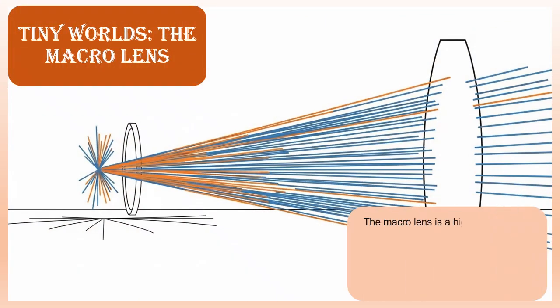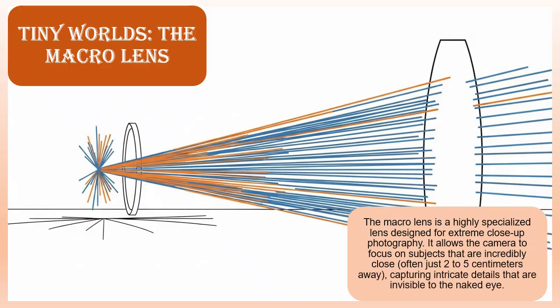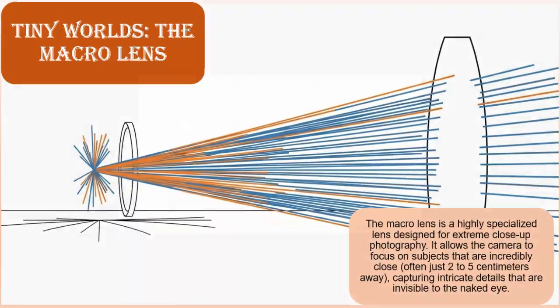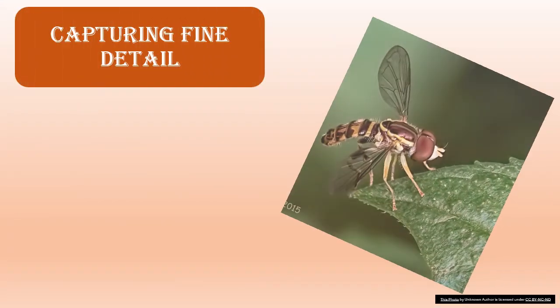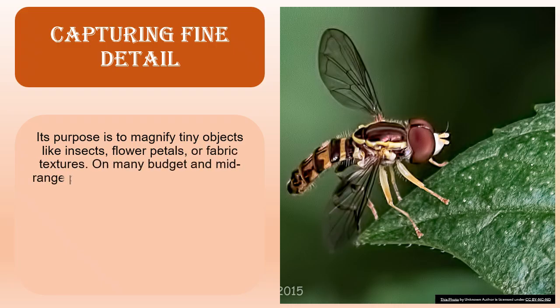The macro lens is a highly specialized lens designed for extreme close-up photography. It allows the camera to focus on subjects that are incredibly close, often just 2 to 5 centimeters away, capturing intricate details that are invisible to the naked eye. Capturing fine detail. Its purpose is to magnify tiny objects like insects, flower petals, or fabric textures.